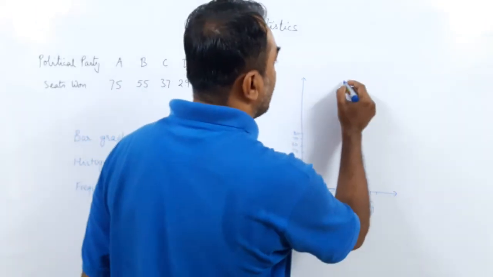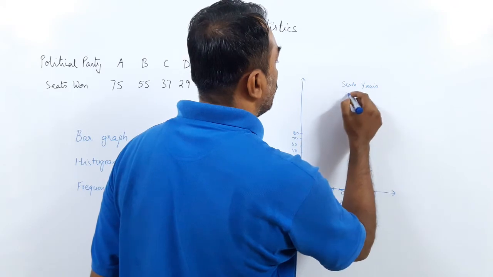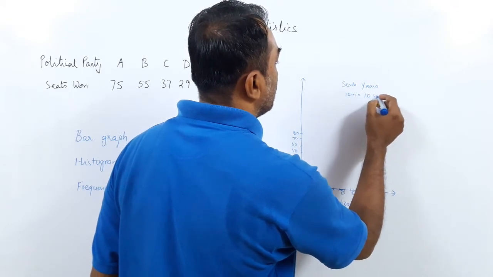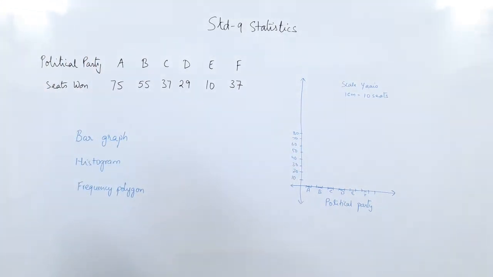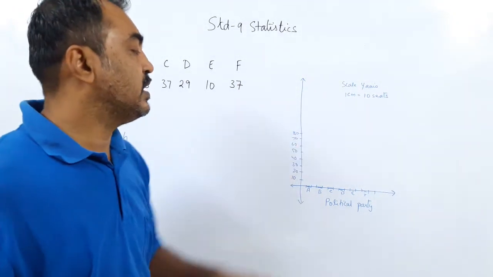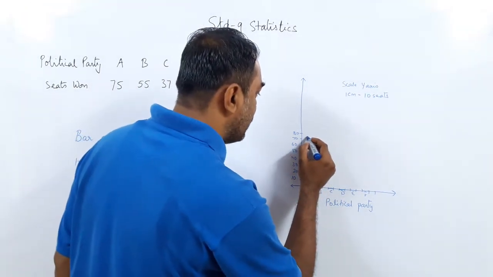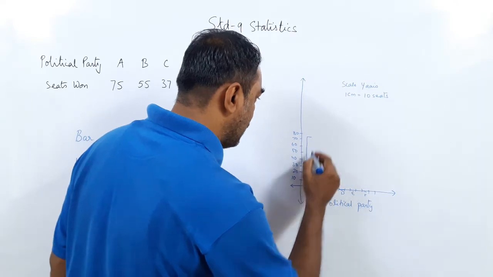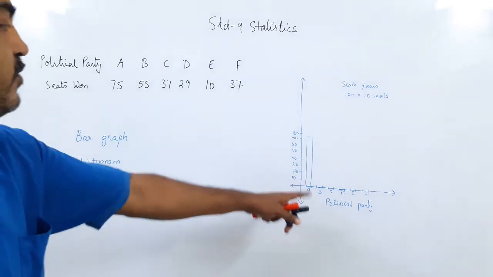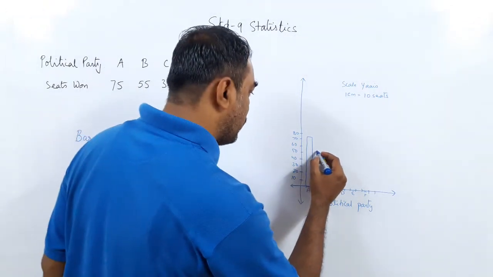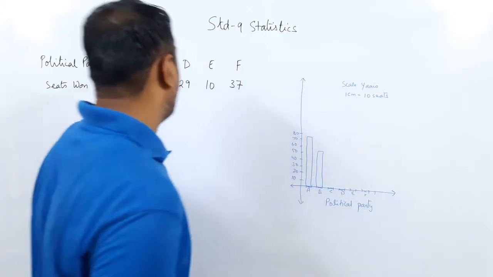That depends on you. You have to choose. But when you choose, you will write down the scale: y-axis 1 centimeter equals 10 seats. Because I have taken 1 centimeter as 10 seats, I have to write down the scale. And now A has got 75. So 75 is between 70 and 80. So I get A as 75. Then with equal spacing, B is 55, so between 50 and 60 comes B, which is 55.